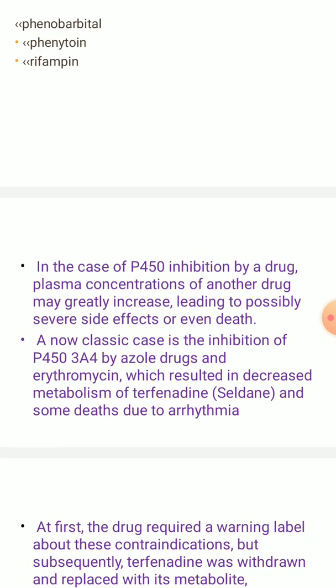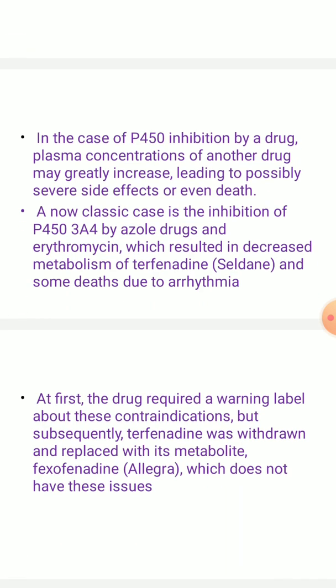Coming to the P450 inhibition of a drug, which we noticed in the last class itself, the plasma concentration of another drug is going to greatly increase, possibly causing severe side effects or even death, right? A classic case we have seen is the inhibition of P450 3A4 by azole antifungals and erythromycin, which resulted in decreased metabolism of terfenadine and some deaths due to arrhythmia. Because of this arrhythmia, some deaths happened.